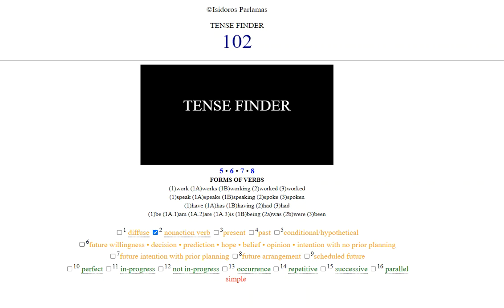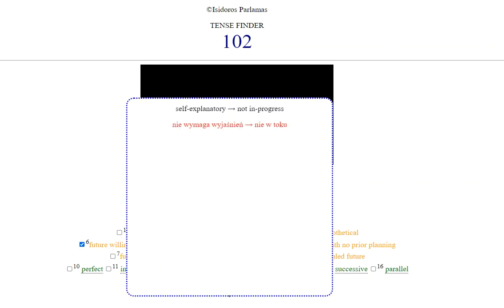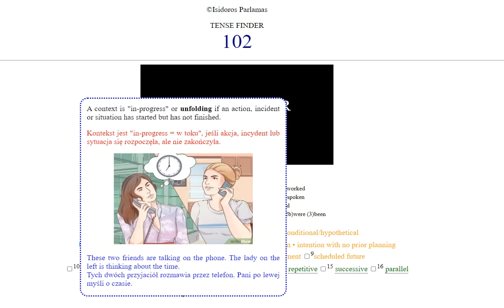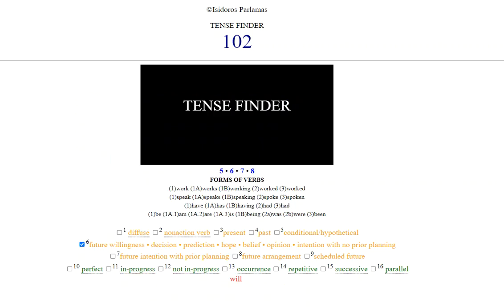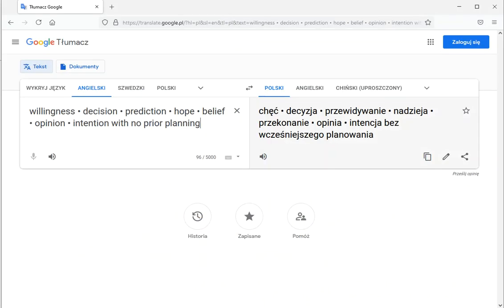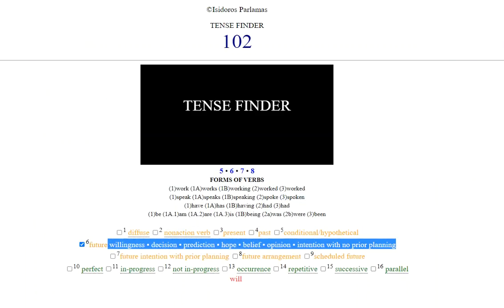Now the future, okay, you have to make sure you uncheck. So the future is will. When it refers to willingness, decision, prediction, hope, belief, opinion, and intention with no prior planning. Okay, in this context, we have to use will.